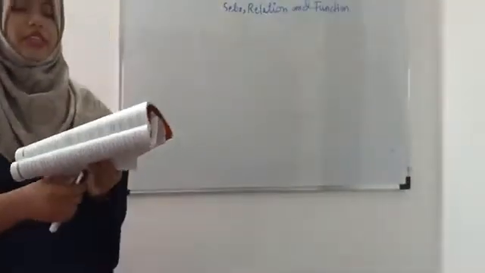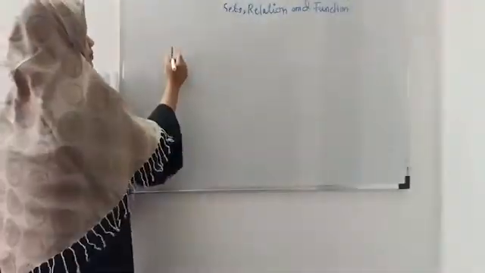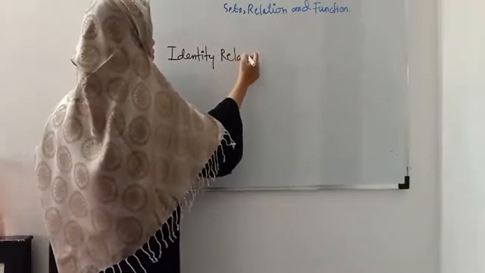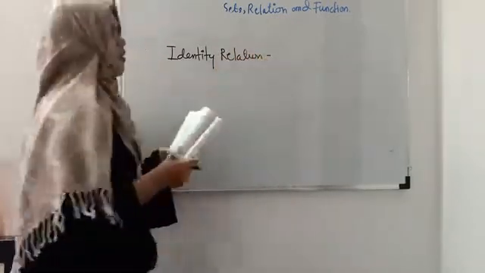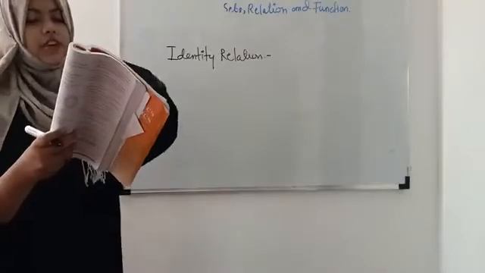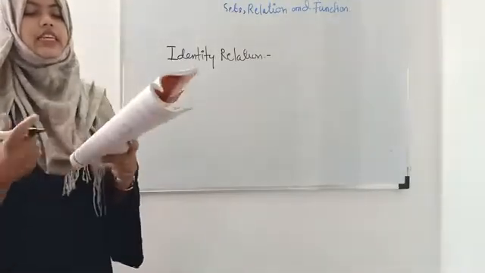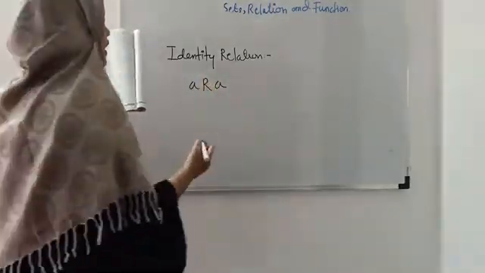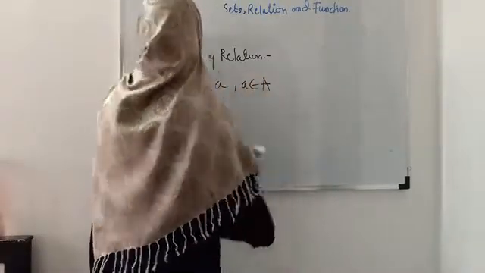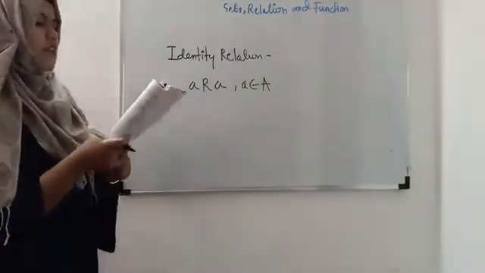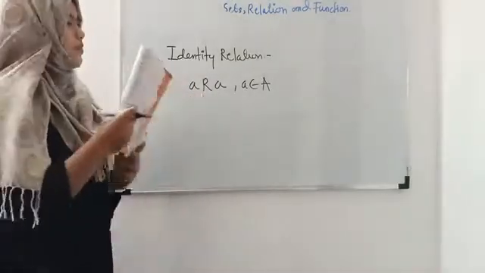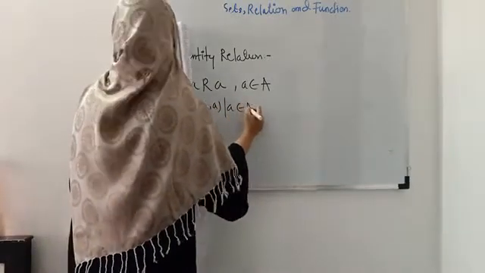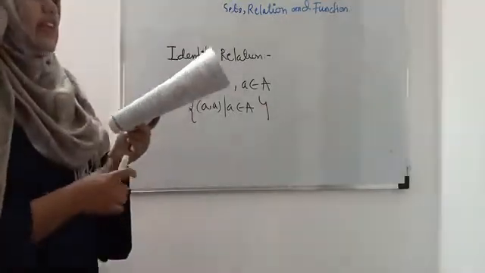Now the next point is identity relation. Okay, so the definition is: if the relation in a set A is given by a related to a for every a belongs to that set A, then the subset given by this relation is called the subset of A cross A, where a belongs to A, and it is called identity relation.